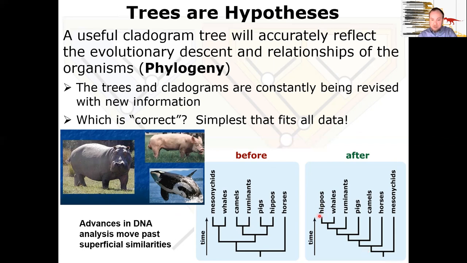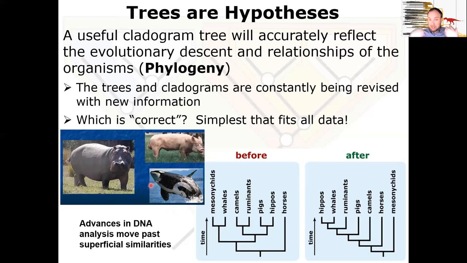And now you see that hippos and whales are on the same branch, more closely related to each other. And then hippos and pigs only have a common ancestor way back here. And so hippos and pigs are more distantly related than hippos and whales. Again, this is sort of counterintuitive because a hippo looks a lot more like a pig than it does a whale, but DNA evidence, the evolutionary history, the fossil record, shows that hippos and whales are actually more closely related than they are to pigs.